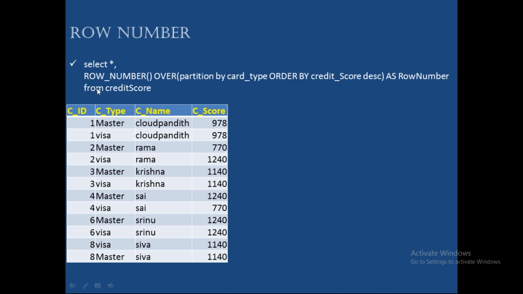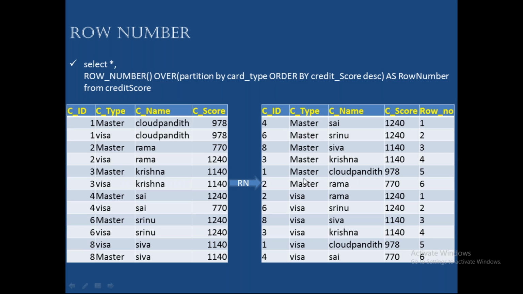On that I'm going to generate the row number. See now, I have only 2 groups: this is the master card group, this is the visa card group. In this you see highest scores 1240, 1240, 1140, 1140, 978, 770. These are the master cards, and this group is also ordered by credit score descending, meaning the scores are arranged from highest to lowest. The highest is Sai, next highest is Sri, next Siva. In this order I displayed.